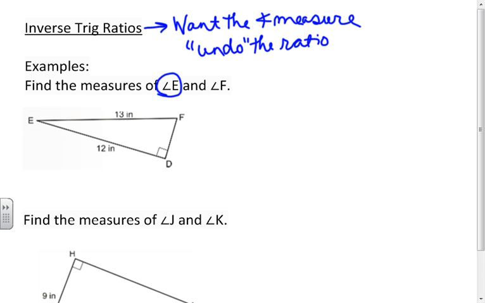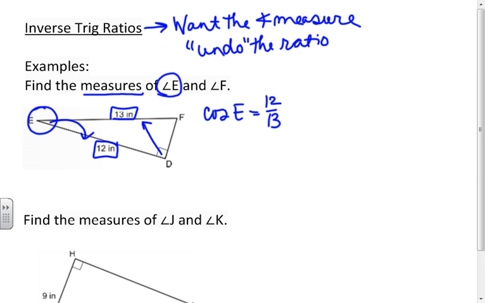So let's just start there. So here is E. Based on what I'm given, what trig ratio can I set up? Well, I know hypotenuse in relation to E. 12 is the adjacent. So if I have adjacent and hypotenuse, I have the cosine of E would be equal to 12 over 13.